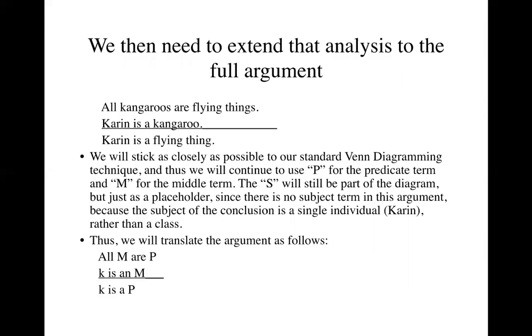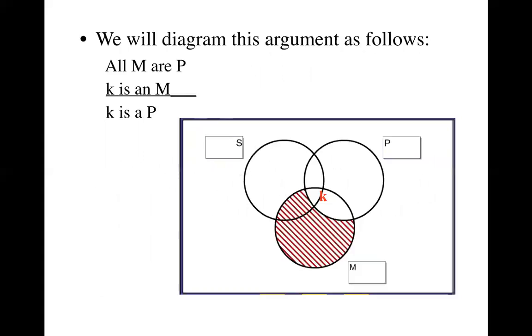So how we'll formalize this argument is we'll say all M are P, K is an M, because kangaroos is the middle term, because it appears in both of the premises. And then K is a P. So the predicate term is flying things. And then we have K standing for Karin. Okay, so we'll diagram this argument as follows.